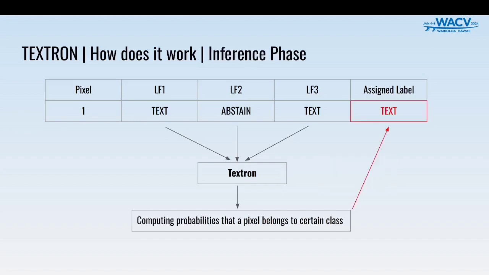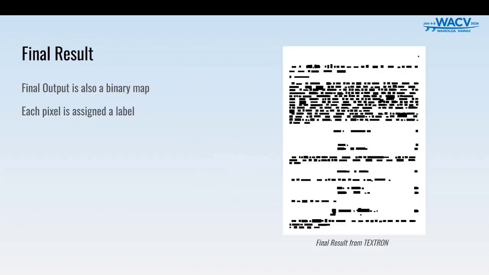While in the inference phase, once Textron is saved with those parameters, it computes the probabilities that a pixel belongs to a certain class based on the output of the LFs and the learned parameters. So we get a final assigned label for every pixel. And because every pixel can be assigned a text or a non-text label, the final output of Textron is also a binary map, as you can see in this image.